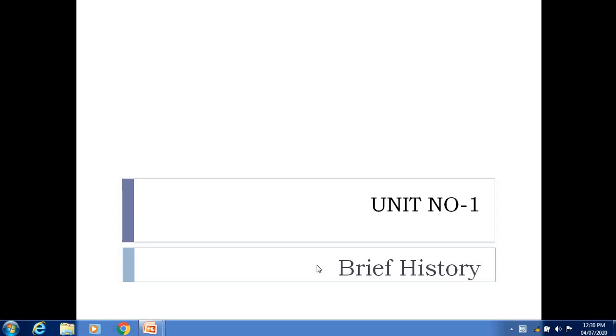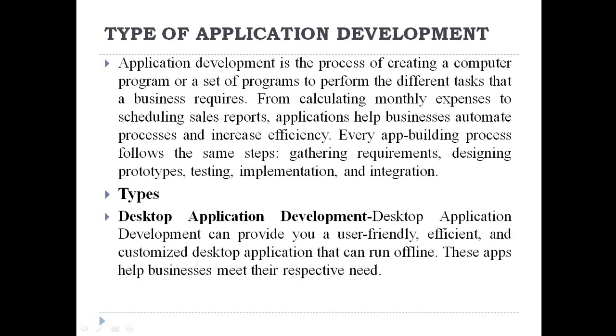Again I will continue with unit number 1, which is the Brief History of Computer Programming Languages. The next point related to this unit is the type of application development. We have seen the introductory part of a computer: computer software is divided into two parts, general specific software and application specific software.